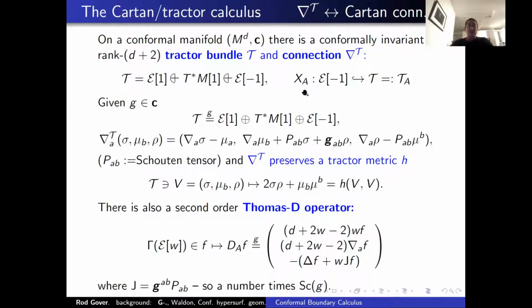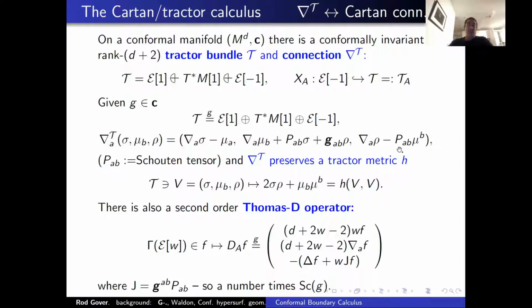There's a very special tractor that we call the canonical tractor or the position tractor, which gives you the injection of that line bundle into the tractor bundle. So that sort of determines the filtration structure. When you pick a metric from the conformal class, this filtration splits and you get a direct sum of vector bundles. And in that setting, it's easy to write down how the tractor connection looks. So here it is given on sigma mu rho. These are coming from the respective summands here.